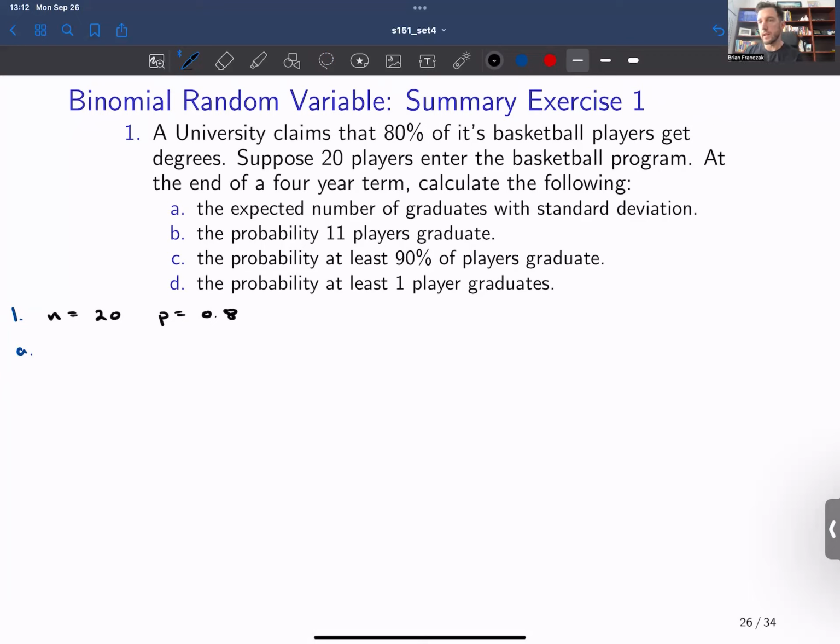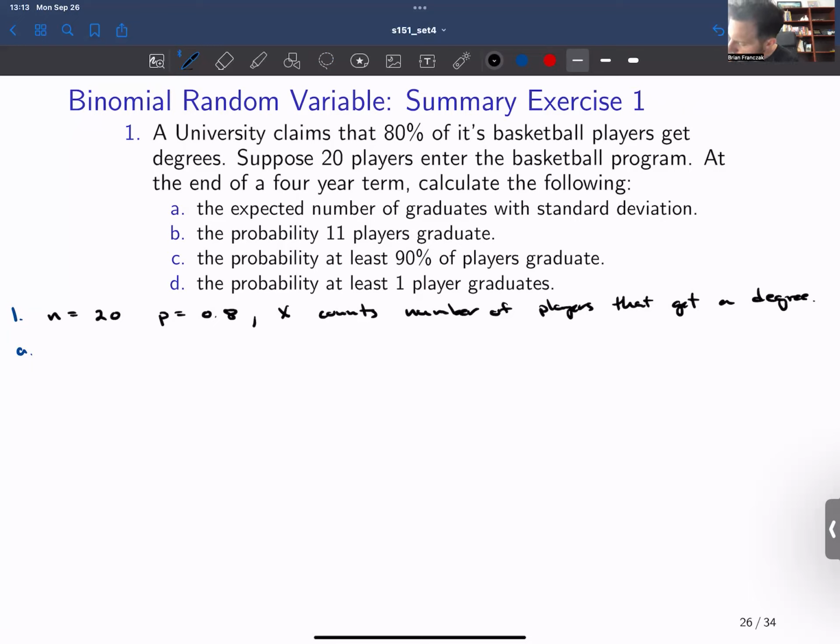Each player either gets the degree or they do not. So X counts the number of players that get a degree. This is a success or failure random variable. The player either gets the degree or they do not, and we are counting across 20 players. That's what makes this binomial.